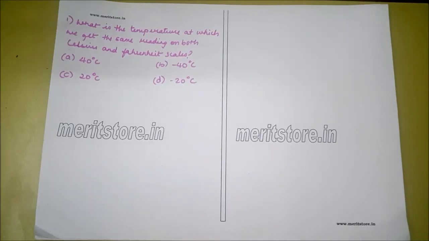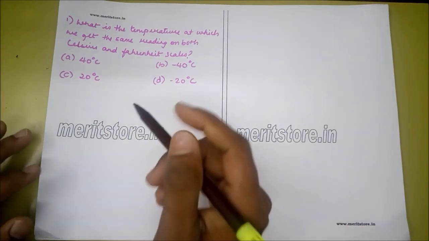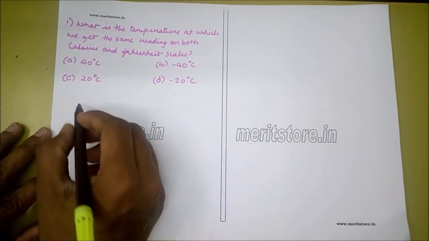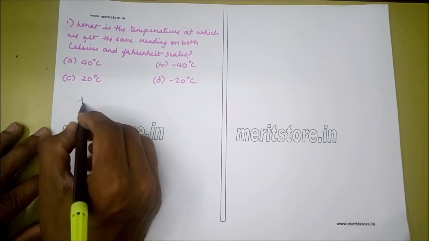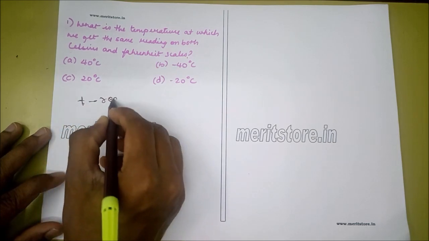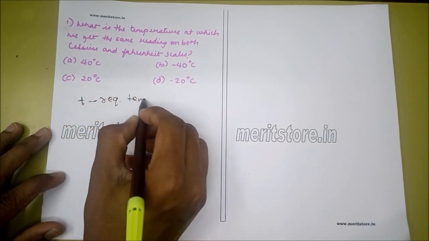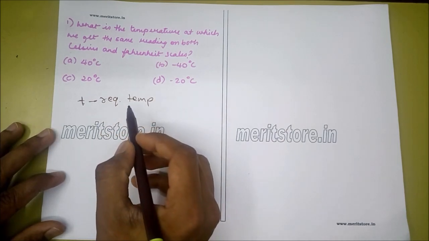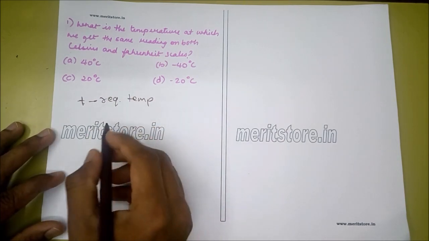What is the temperature at which we get the same reading on both Celsius and Fahrenheit scales? The options given are 40 degrees Celsius, minus 40 degrees Celsius, 20 degrees Celsius and minus 20 degrees Celsius. Now, let's assume that T is the required temperature at which we get the same reading for both these scales.